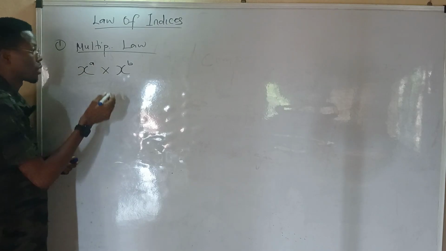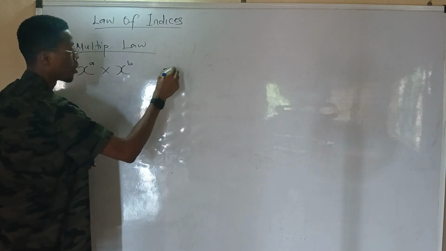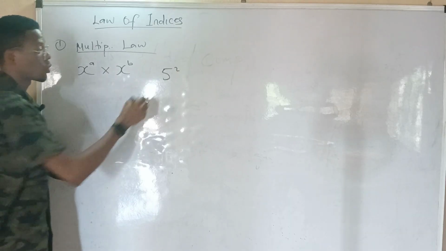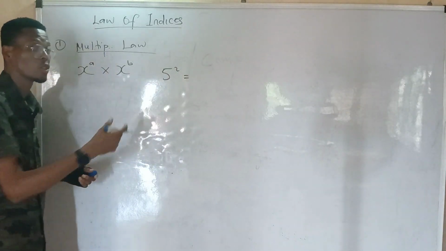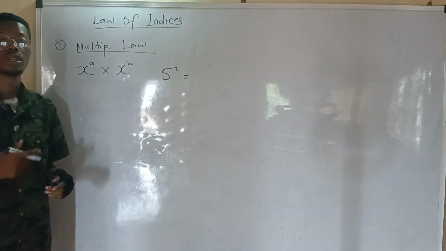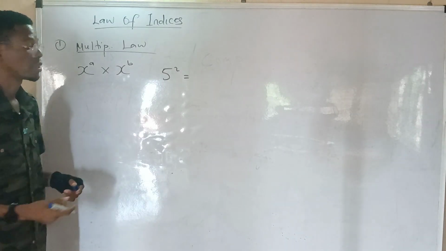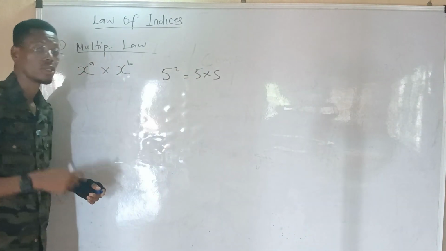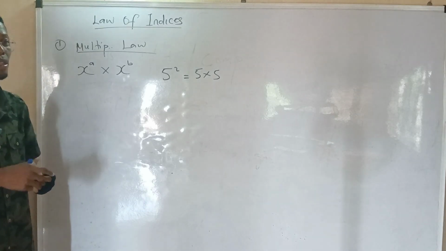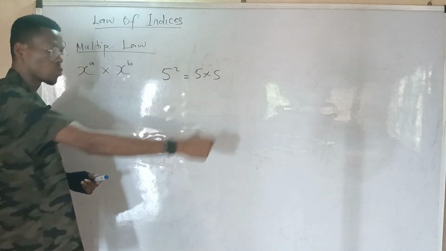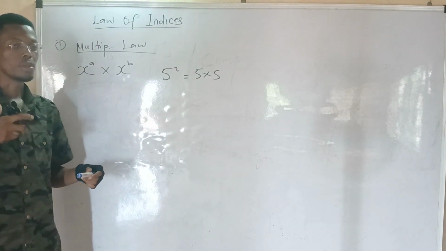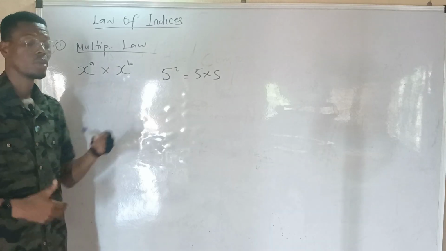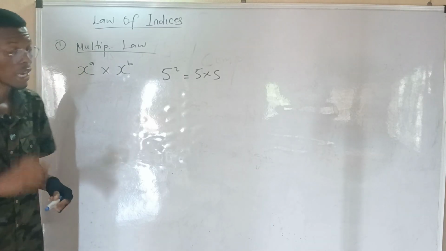So if I have, for example, 5 raised to the power of 2, this is my base and this is my index, right? The power actually tells me how many times I am going to multiply my base, which means 5 and 5, because my power is 2, right? So if I have 3 as my power, that means my base has to multiply itself 3 times.